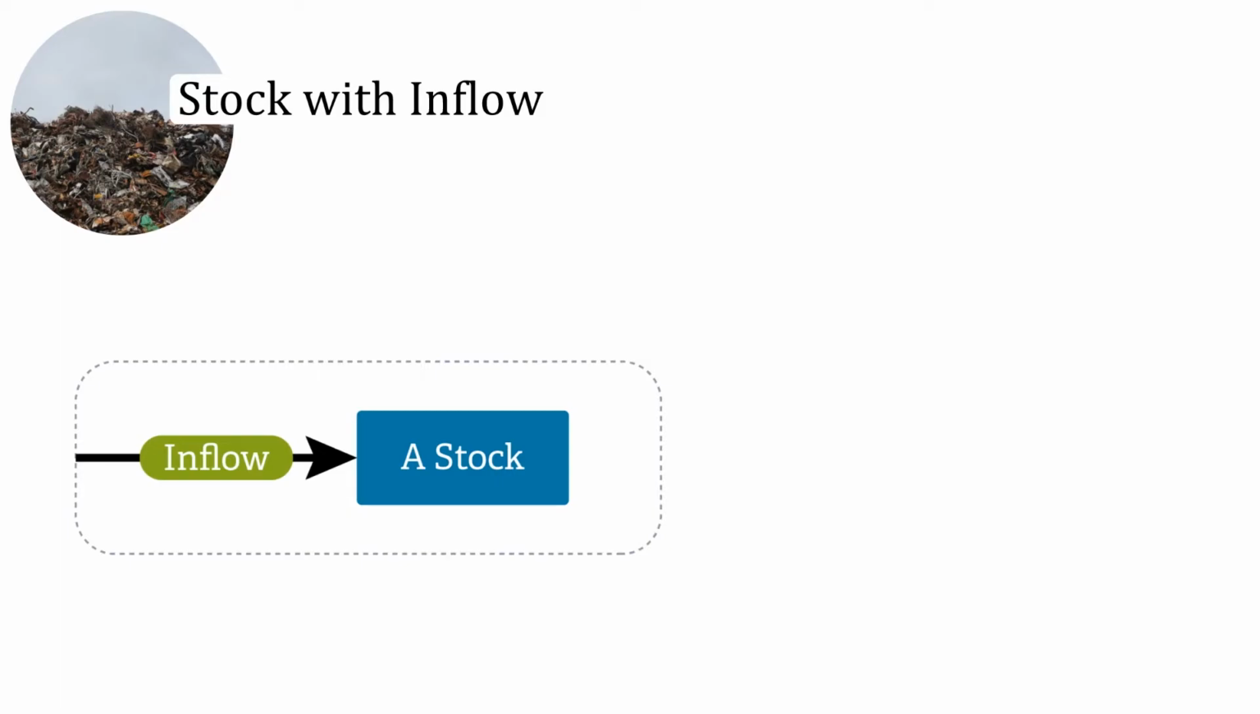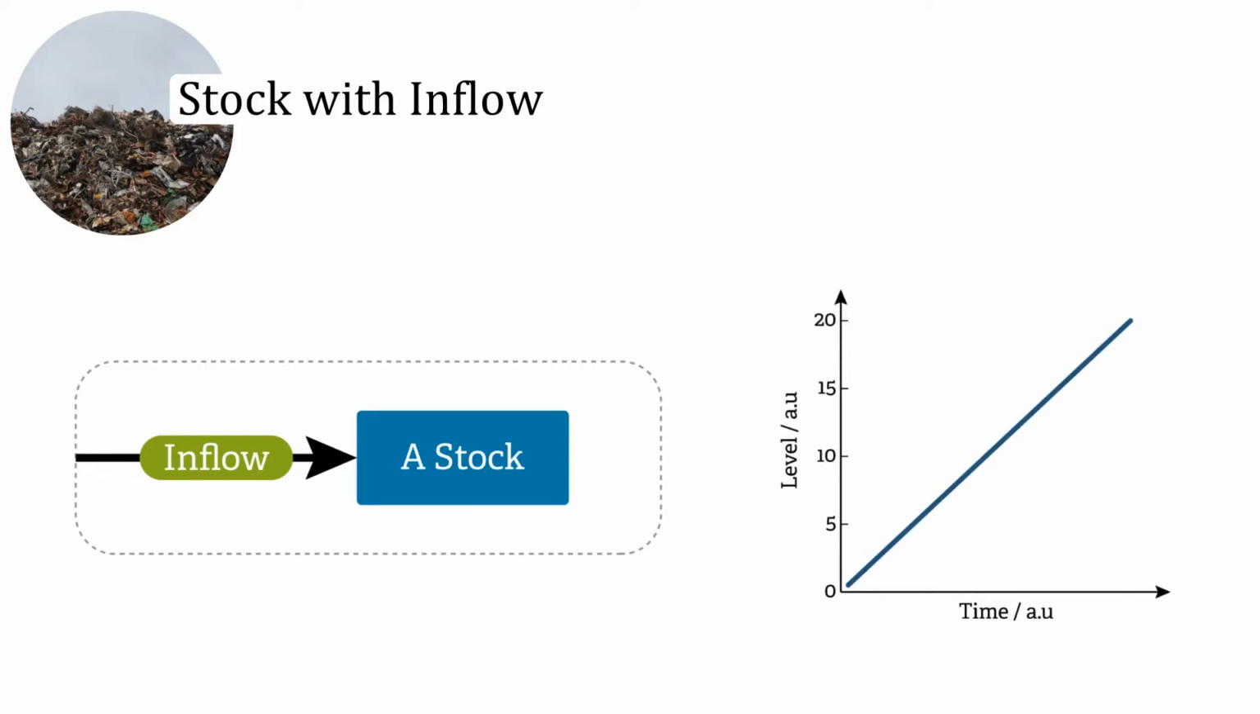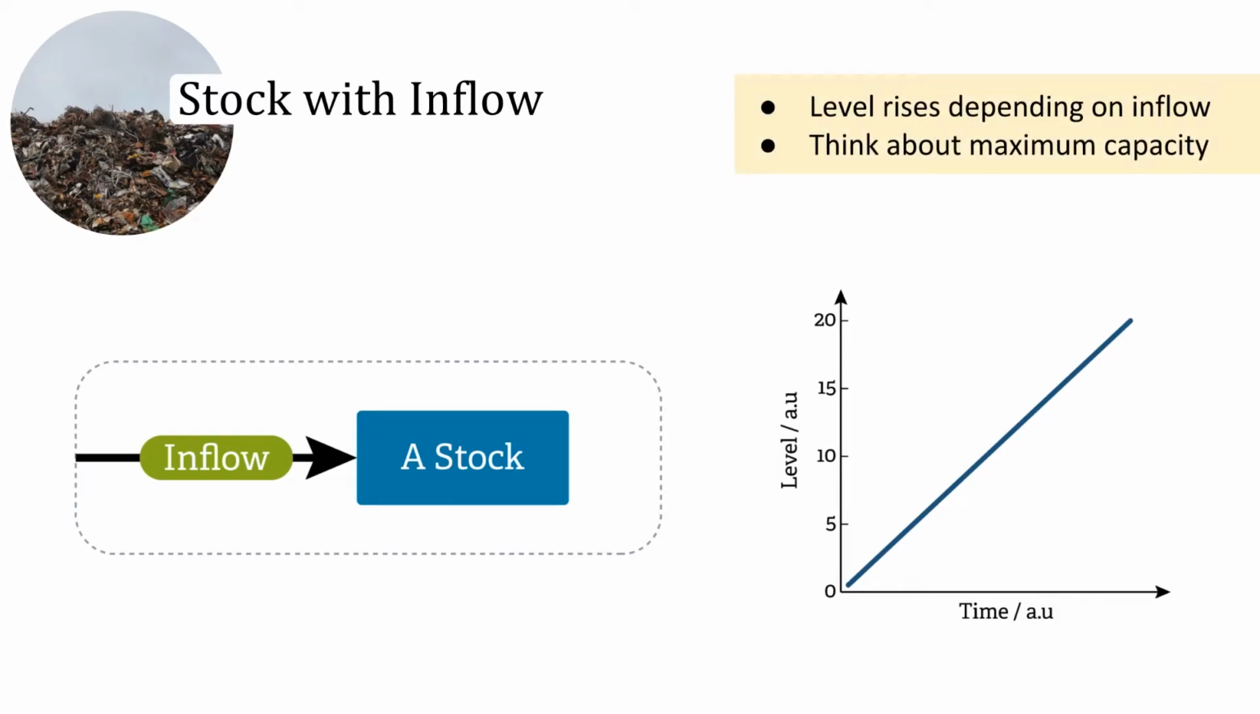So the way this system behaves over time is pretty straightforward. Basically, the level of the stock will just increase depending on the inflow rate. So you can imagine if we have a very large inflow rate, then the level of the stock will increase very fast. This results in a correspondingly steeper curve. And if the inflow rate is low, then the level won't increase as quickly and the curve will be more shallow.